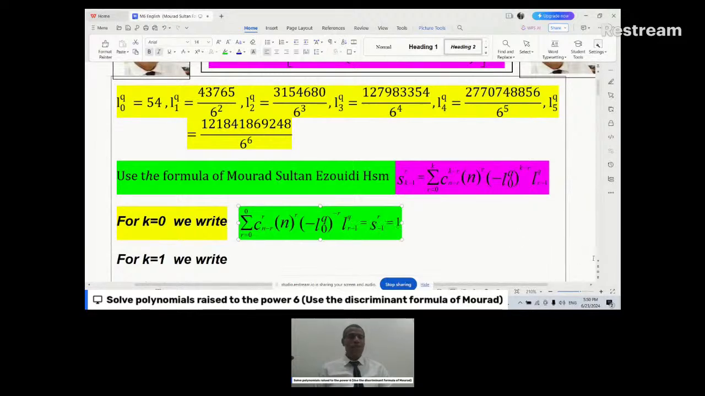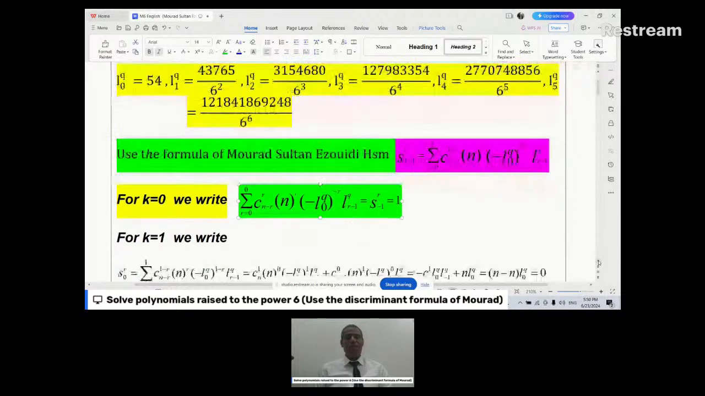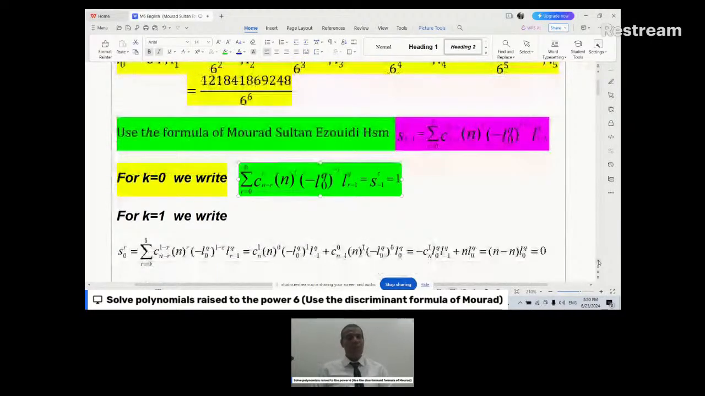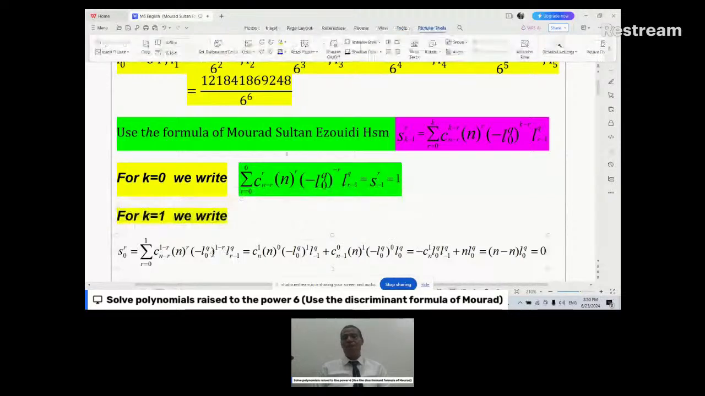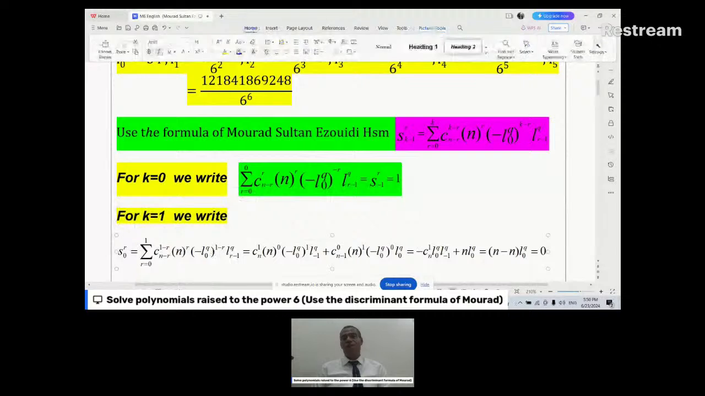Now, learners, we fixed the value of S_{-1} in general for any polynomial that you are going to solve. You should first of all try to find a new polynomial, related to the original polynomial that we are going to solve. Now, in order to find the value of S_0, you should set k equal to 0 in the discriminant formula of Mourad Sultan Ezouidi. The discriminant formula is that, learners.